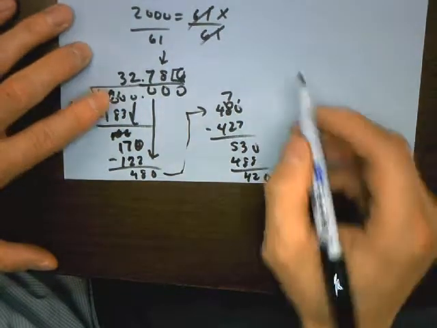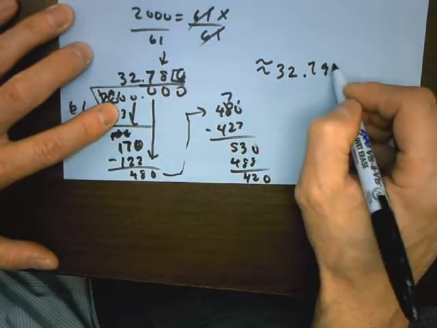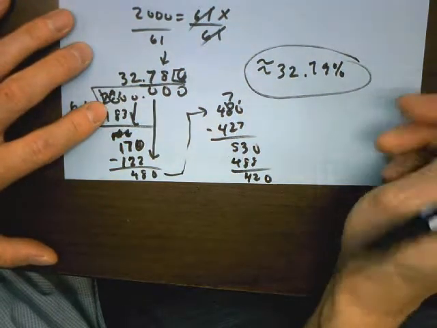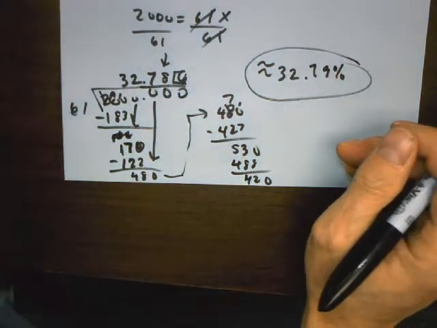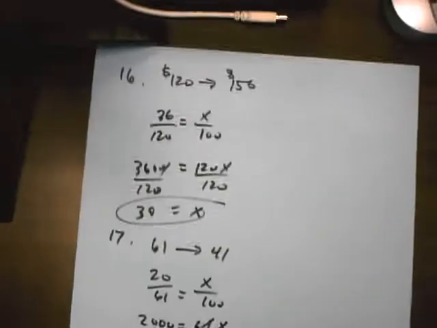So this is about 32.79%, rounding to the nearest hundredth. Not very nice. I actually got this one from the test generator, otherwise I would have just had you round to the nearest percent, but, you know, sometimes you see this stuff, so we got to deal with it. Alright.